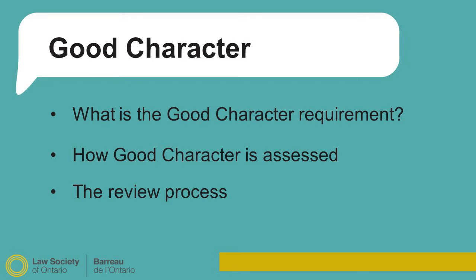How good character is assessed. In the licensing application, an applicant must answer questions that assist the Law Society in determining whether the applicant is of good character. These questions allow applicants to self-report conduct or circumstances that may raise issues about their character. Self-reporting includes providing full and detailed information about the issues and providing any supporting documentation.